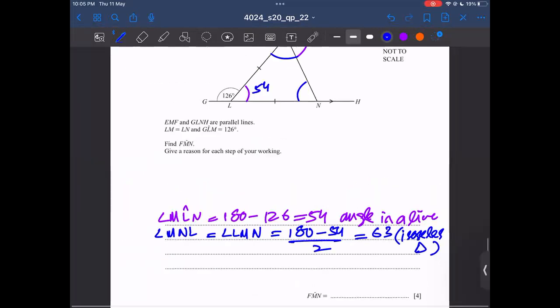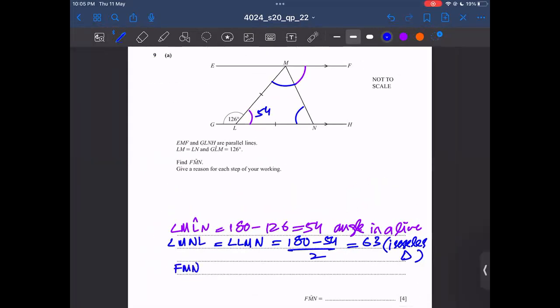Then we are saying the value of FMN is equal to the value of LNM, since this makes a Z, alternate angles. This is going to be equal to this angle, that is 63. And you're going to write the reason: alternate angles. All right. So this is the reason for FMN, that is 63 here.